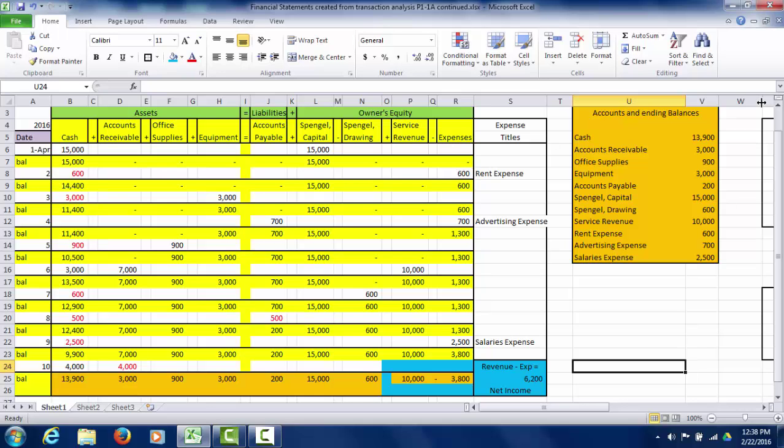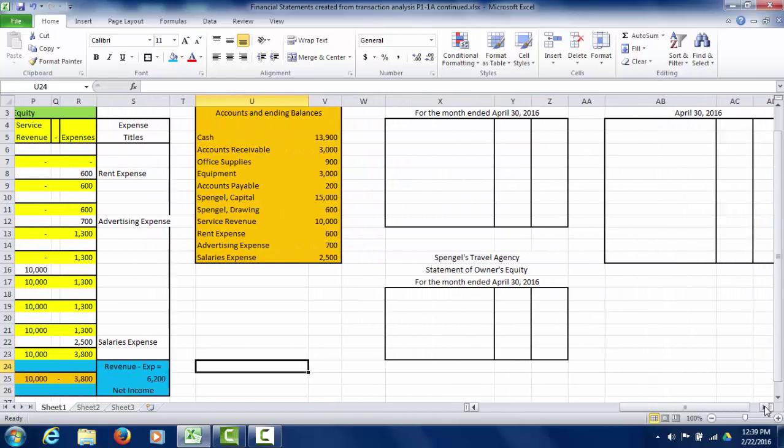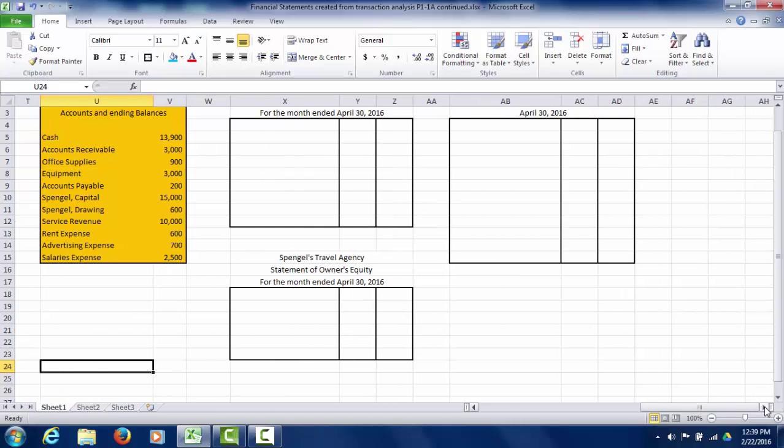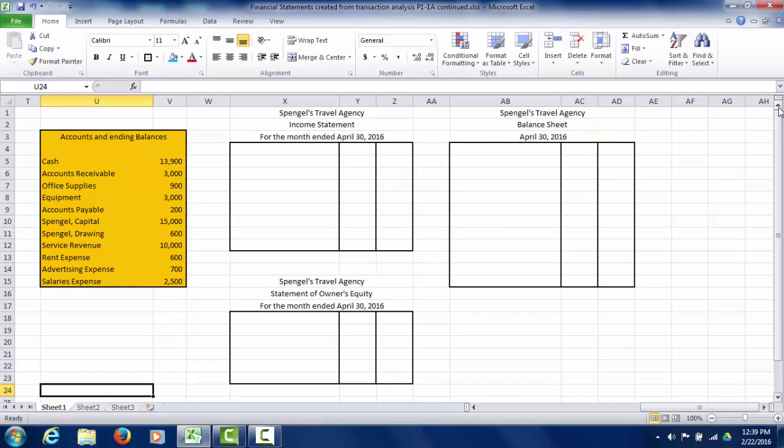In addition, over to the right part of our screen, under columns U and V, I repeated all of the results that we got from the document so that we can maximize our viewing area. I'm just going to move my screen over a little bit so all we see are the things that we need. In the orange box, you see all of the accounts summarized and their balances. What we want to do now is create the 3 financial statements that are associated with them. I've already created the headings for these 3 financial statements.